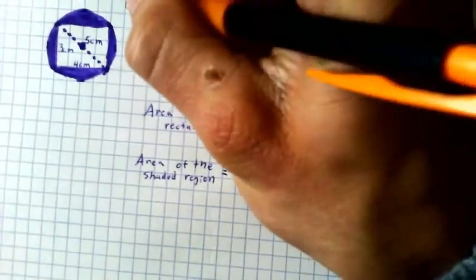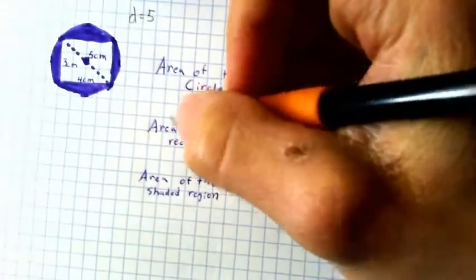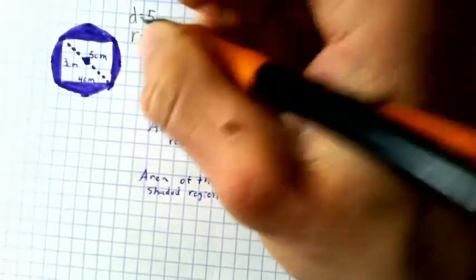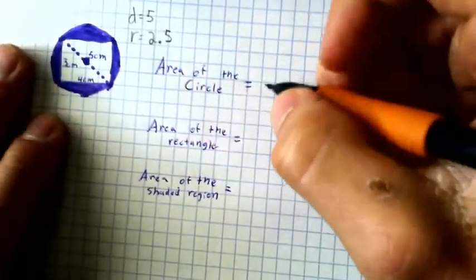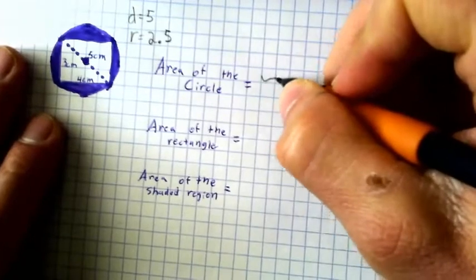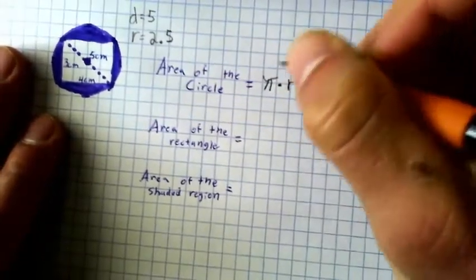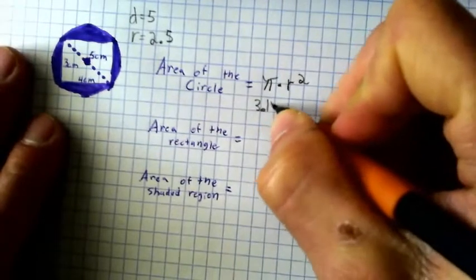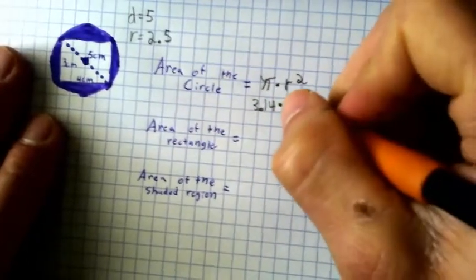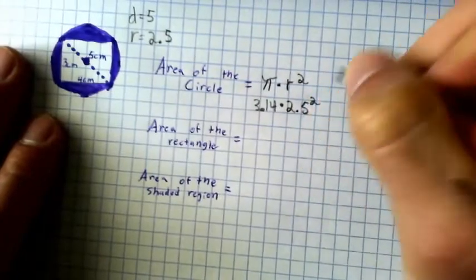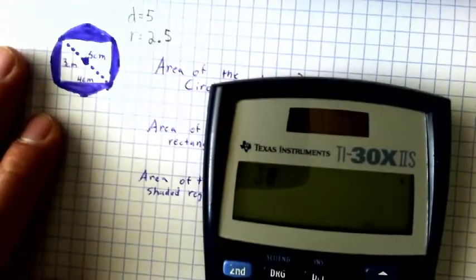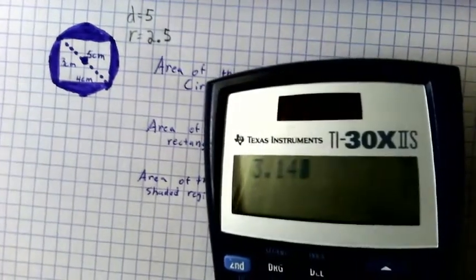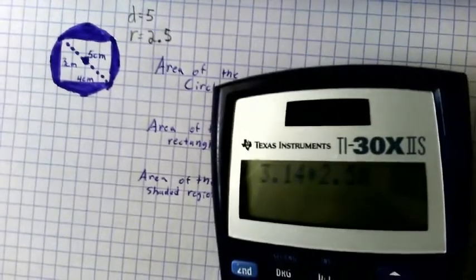So I know that my diameter is equal to 5. Okay, so that means my radius is half of that. My radius would be 2.5. Now I can find the area of the circle. Area of the circle is going to be pi times radius squared. So in this case, it will be 3.14 times 2.5 squared. So let's type that in. 3.14 times 2.5 squared.